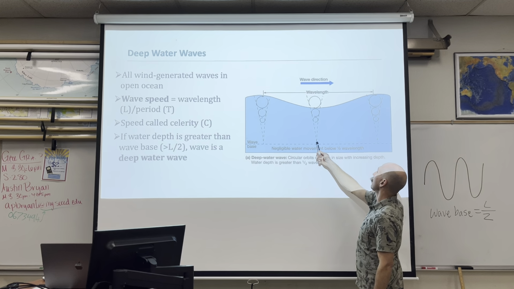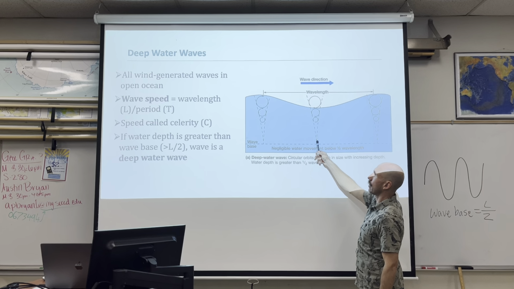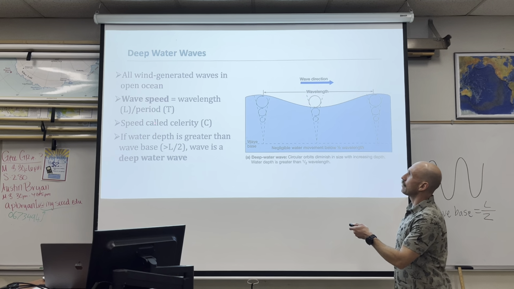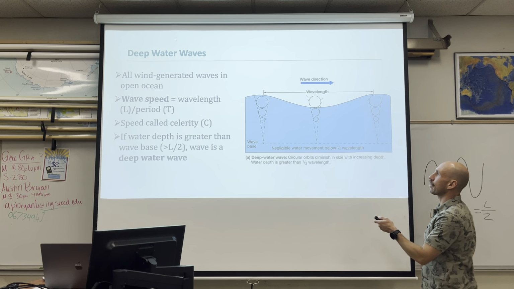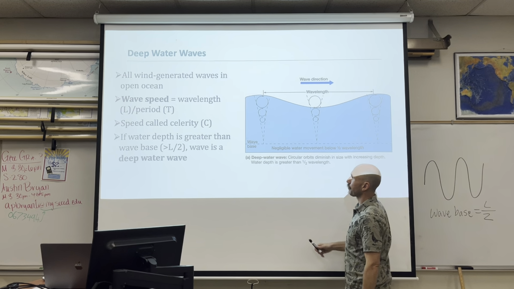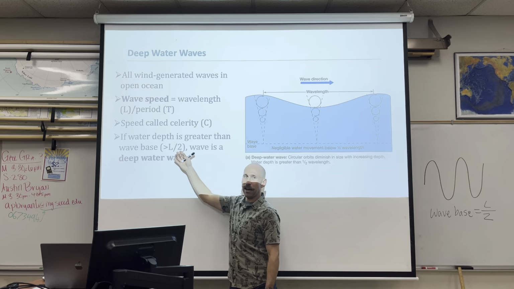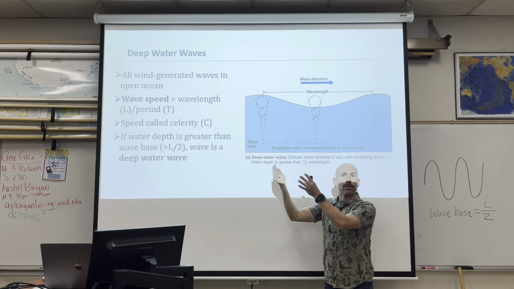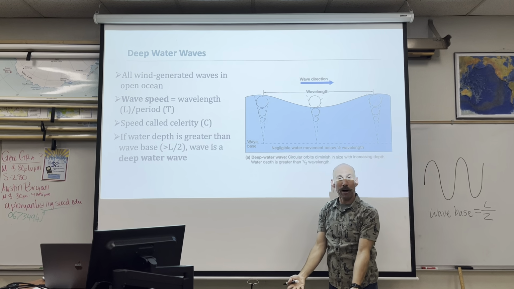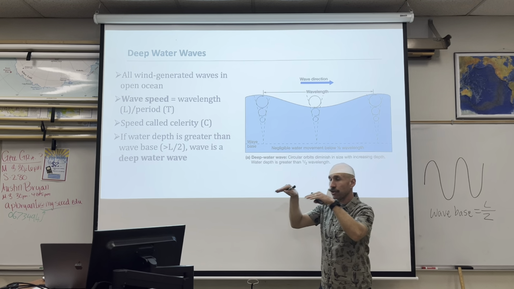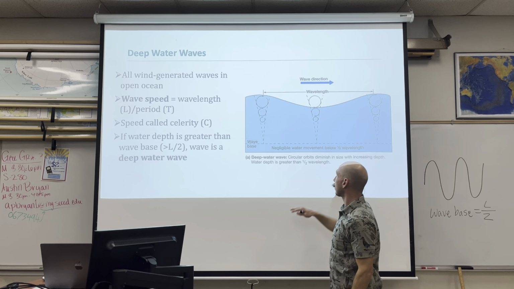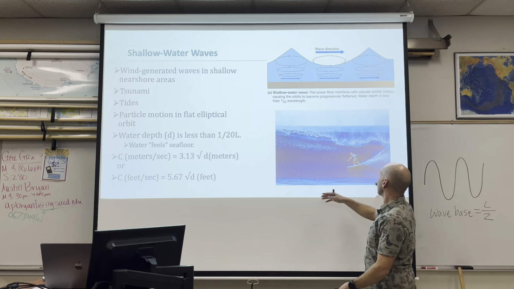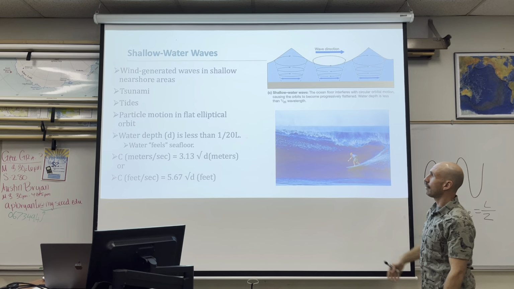Negligible water movement above half a wavelength. This is called a deep water wave, where the wave speed is the wavelength over the period, or the wavelength times the frequency. It is defined basically by waves in the ocean where the bottom of the ocean is really deep. As these waves are traveling, there's no interference of the ocean floor. When they get close, this is a surfer surfing the wave.